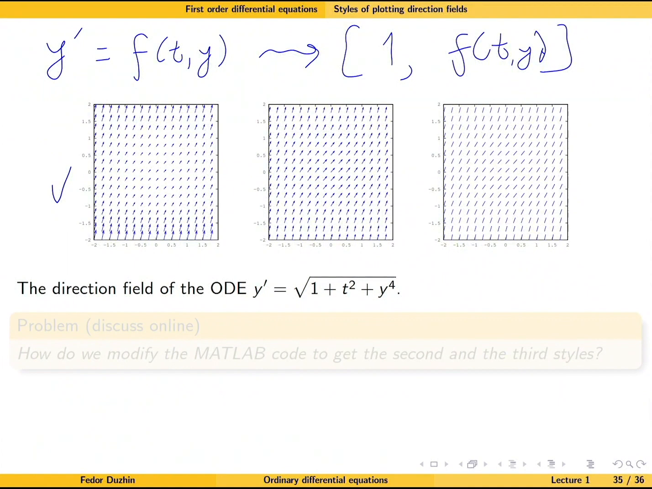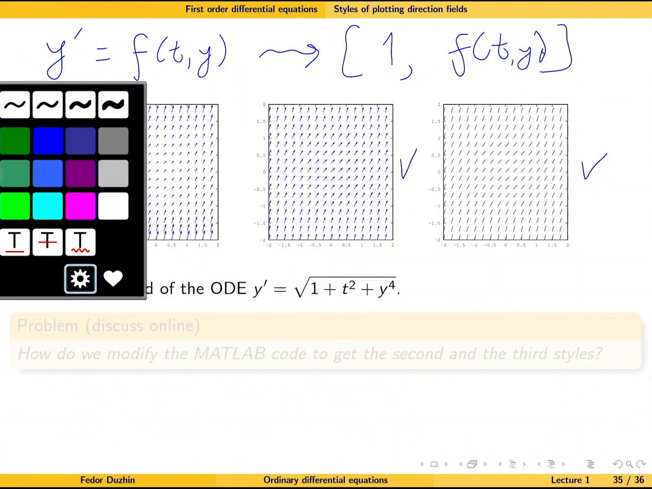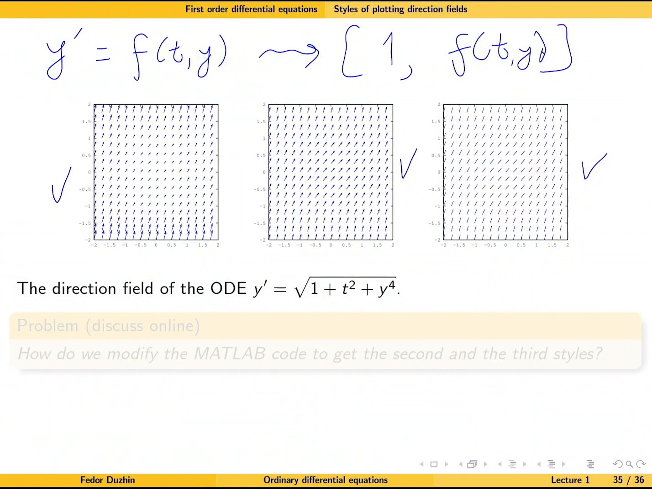So that's one possible style. Another style is that instead of drawing all the arrows so that the x component is the same, we draw them all of the same length. And the third style is that we don't even draw them as arrows, we just draw them as little intervals. For the purpose of visualizing the solutions of a differential equation, they are all equally good.